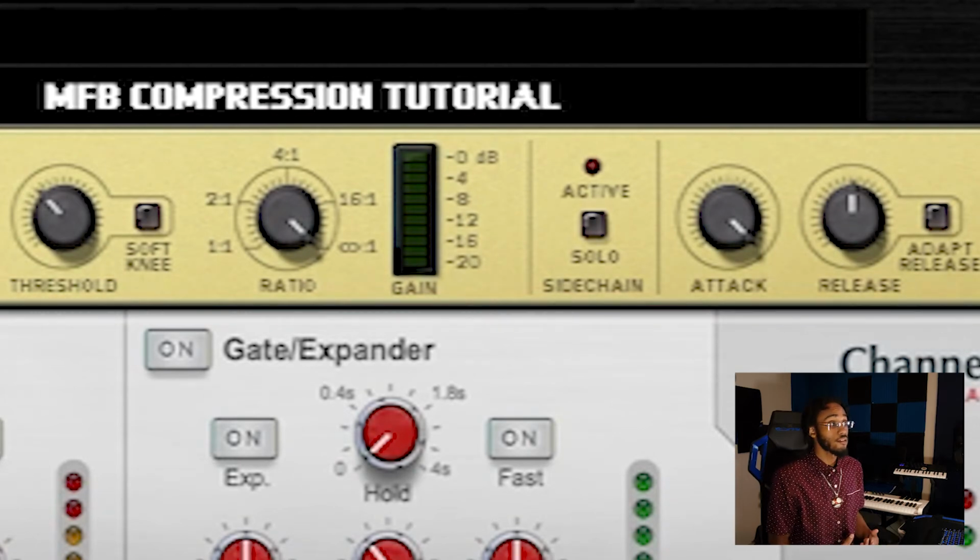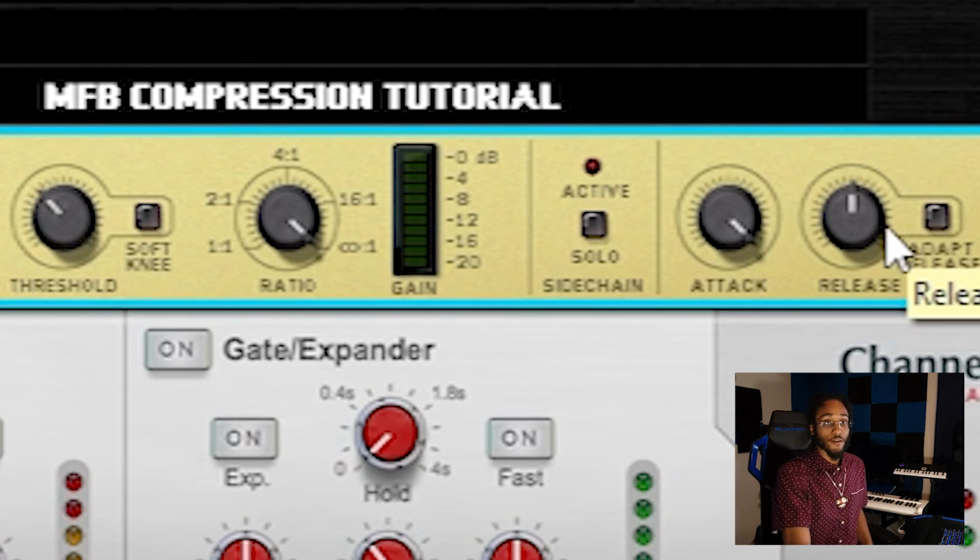The release does the opposite of what the attack does, in the sense that the attack is for when the audio signal first touches that threshold, so the audio signal coming in hits the threshold. The release is more so for after the audio signal is no longer at that threshold. So as the audio signal begins to fall in volume, the release is important for how long the compression continues to work on the audio signal, if that makes sense.